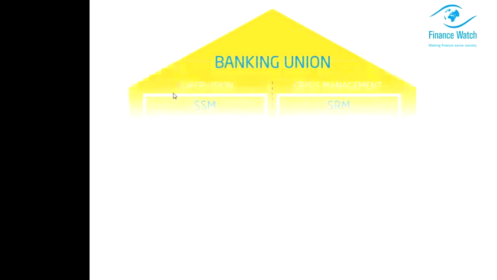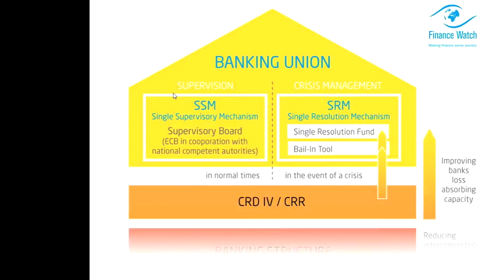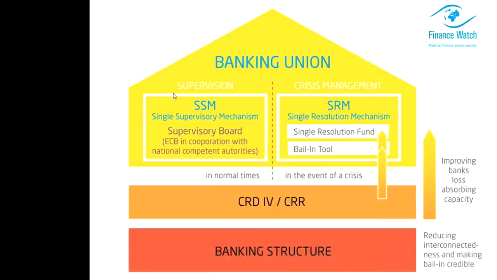Let's start with a brief recap on Banking Union. Banking Union is based on two main pillars. You will see them on our infographics. Supervision on the left and resolution on the right. Two main pillars and therefore two single mechanisms. Single supervisory mechanism for ongoing supervision of banks and single resolution mechanism for crisis management.